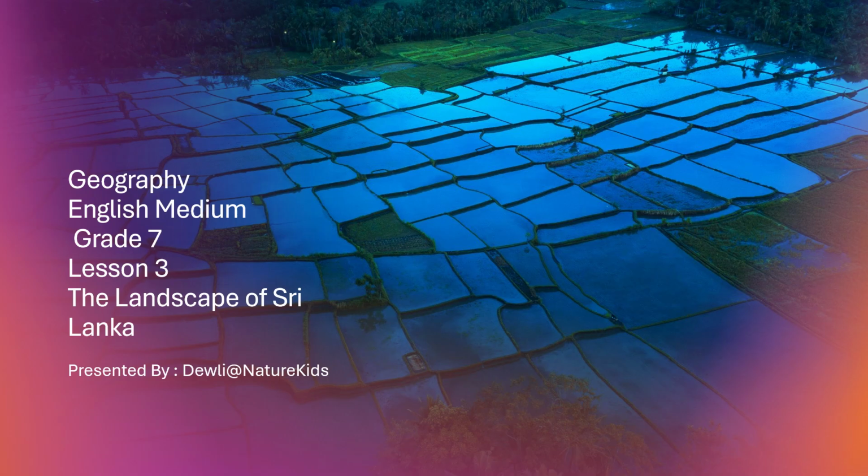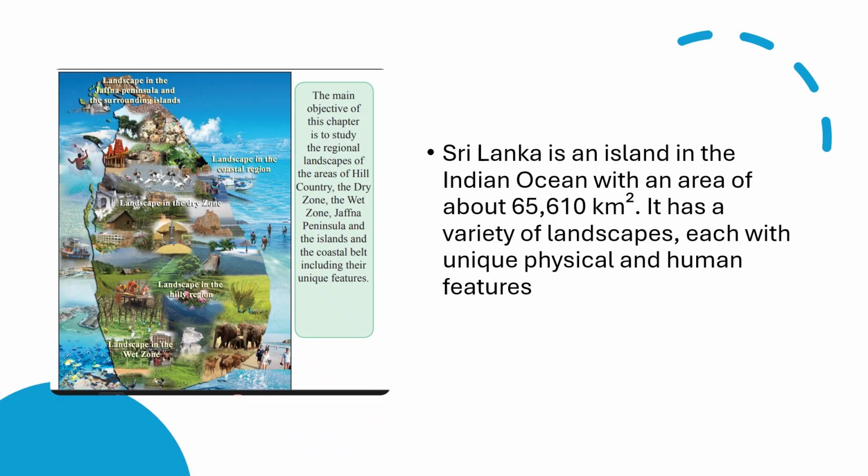The topic for today's lesson is the landscape of Sri Lanka. So now without wasting any more time, let's get started with the lesson. Sri Lanka is an island in the Indian Ocean with an area of about 65,610 square kilometers. It has a variety of landscapes, each with unique physical and human features.